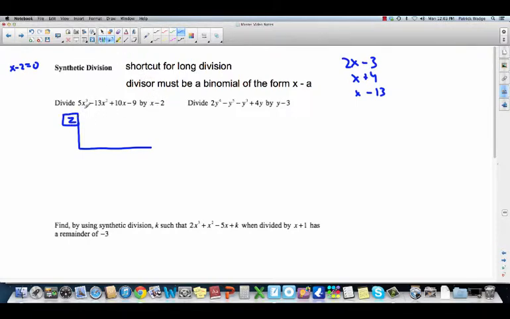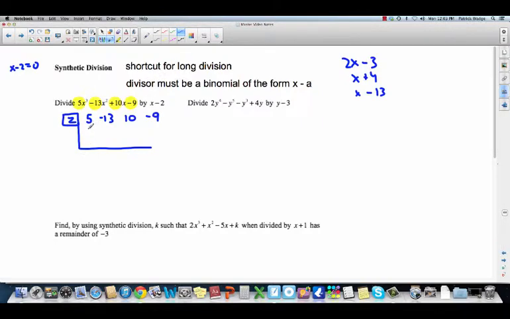Now what you do is write down all the coefficients. You know what the coefficients are? All the numbers up front, right? The 5, the negative 13, the 10, and the negative 9. But you have to make sure that none are missing. Do we have an x cubed? Yes. An x squared? Yes. An x? Yes. A constant? Yeah, they're all there. So all you do is write them across: 5, negative 13, 10, negative 9. Notice you don't even have to put the x's or anything.